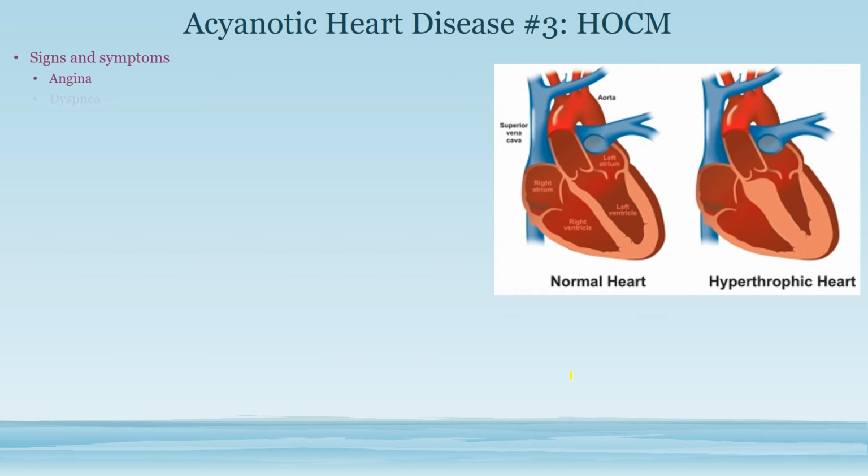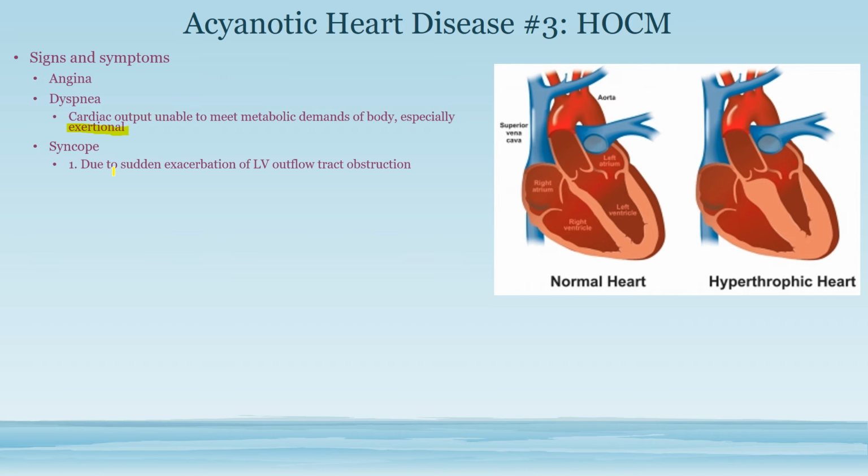First sign that we should talk about is angina, which we've talked about before. You can't supply the heart properly with blood, and the heart starts having ischemia. Dyspnea, because you cannot meet the demands of the body through this narrow outflow tract, you can get exertional dyspnea. Syncope, same reason. If you don't have output of the heart, you won't get enough blood to the brain, you'll pass out.